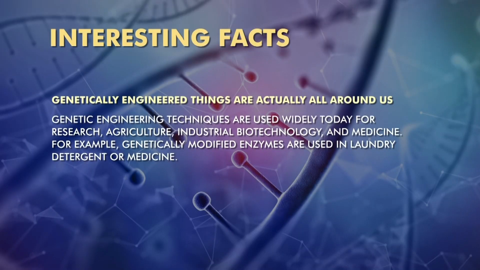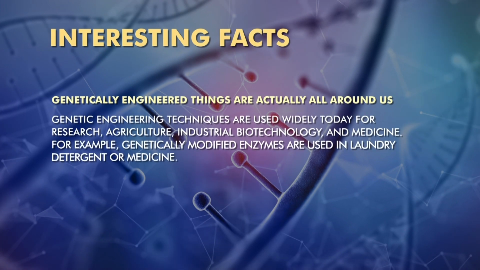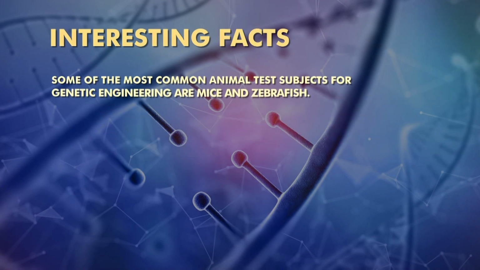Now, I would like to share some interesting facts about genetic engineering. Genetically engineered things are actually all around us. These techniques are widely used today for research, agriculture, industrial biotechnology and medicine. For example, genetically modified enzymes are used in laundry detergents and many other fields. Some of the most common animal test subjects for genetic engineering are mice and zebrafish.